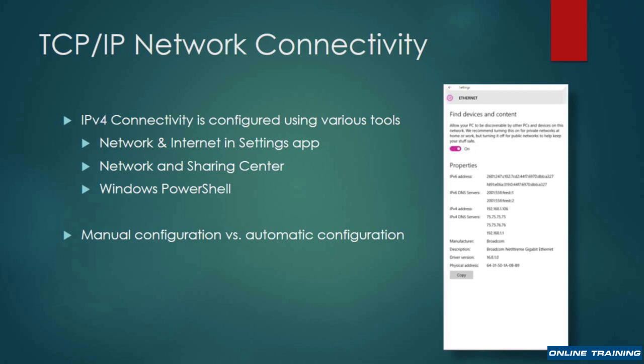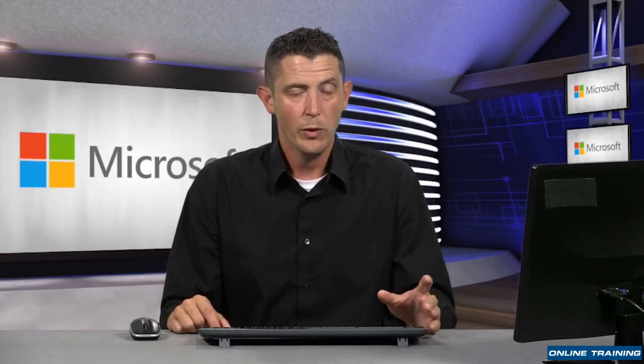We also have manual configuration versus automatic. The vast majority of your organizations are probably going to be doing an automatic configuration. That is using DHCP, Dynamic Host Configuration Protocol, which automatically assigns IP addresses to clients. When we're in wireless networks, we're always going to use this because we don't want to statically configure. But even on wired networks, we don't want to statically configure client machines.